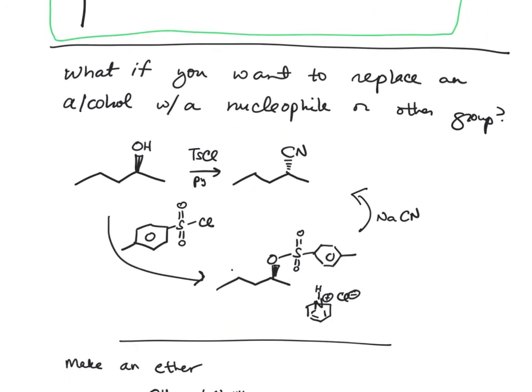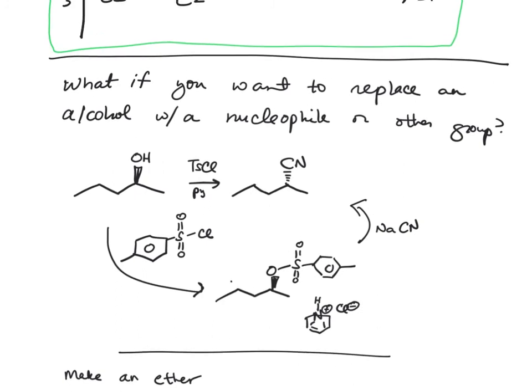Okay, so for our last topic, I'm going to ask you, what would happen if you wanted to replace an alcohol with a nucleophile or other group? You cannot simply use an alcohol and make hydroxide a good leaving group because hydroxide is a poor leaving group. What would happen if you introduced a base to this molecule? It would simply be deprotonated. So what you have to do is transform the alcohol into another group that contains a good leaving group, and we're going to do this with tosyl chloride and pyridine as a base.